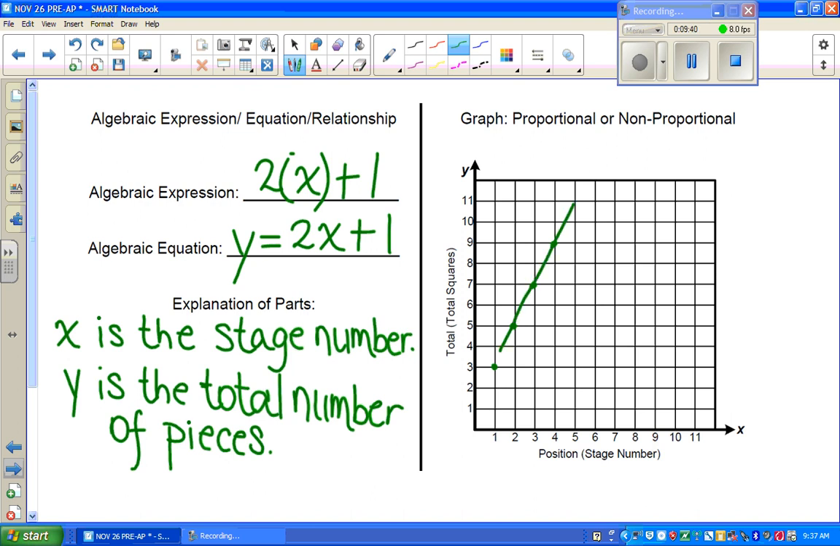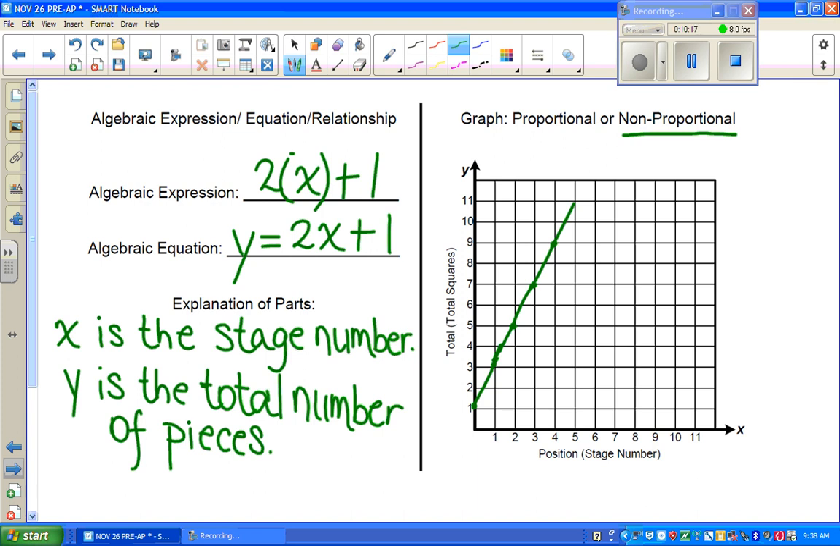Is this line going to go through 0, 0? It should go through 1, because 2 times 0 plus 1 would be 1. So our 0 term should go through 1. So it's not going through 0, 0, and it would be non-proportional. And if you remember our other rule, if you add anything to our equation besides just multiplying, it's going to be non-proportional. So you should have known it was non-proportional just by our algebraic expression.